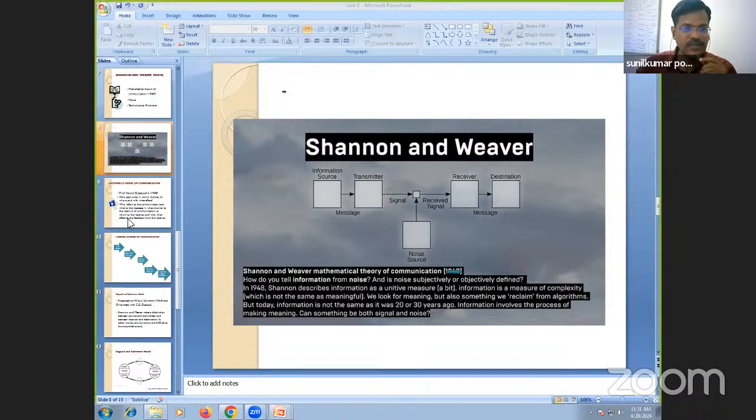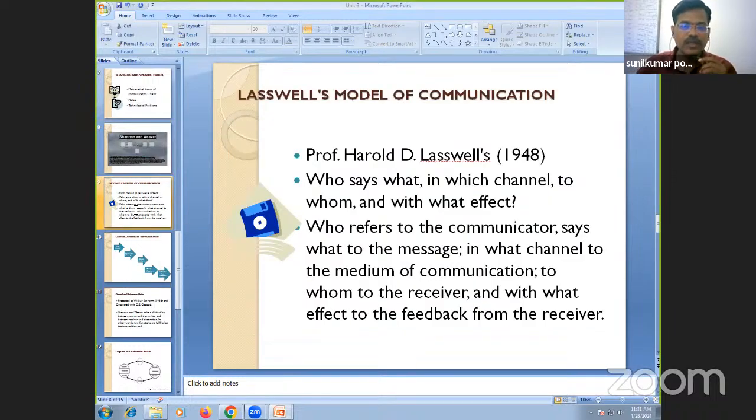Next one is the Lasswell model. The Lasswell model is a pure communication kind of model. Professor Harold D. Lasswell made this model in 1948. What is this model? The message of this model is: who says what, in which channel, to whom, and with what effect.